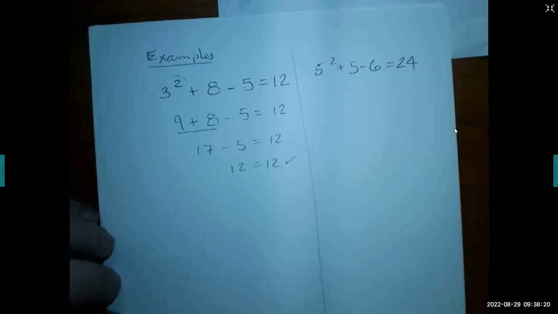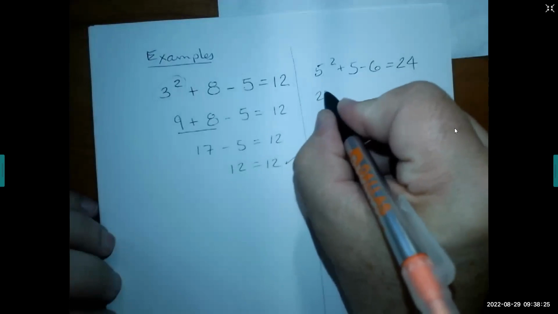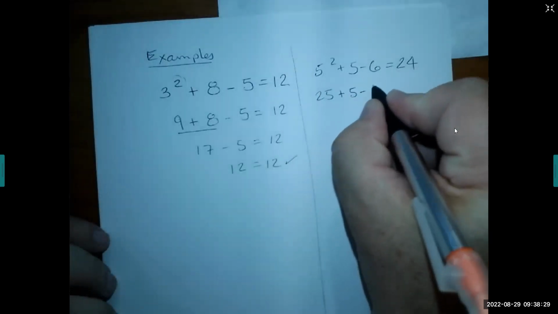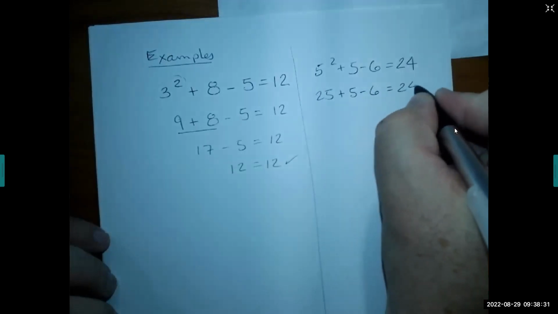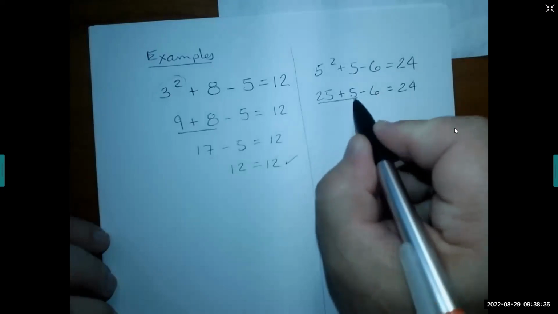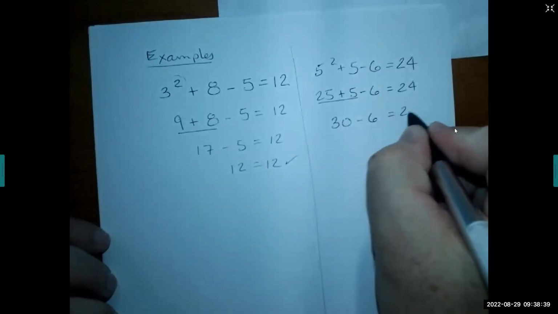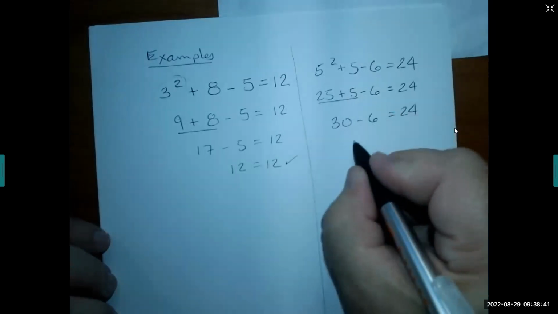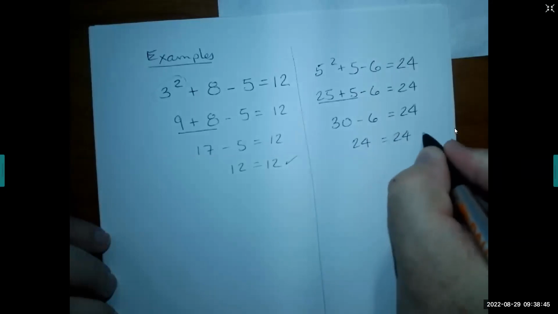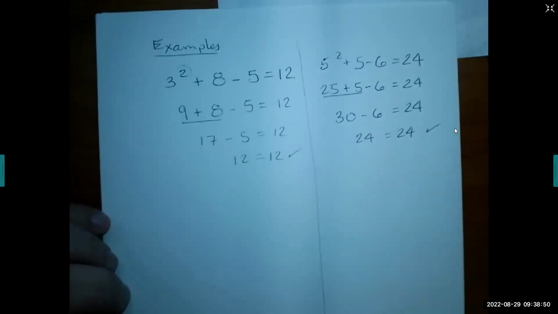Let's see. What do you do first? 5 squared? 5 times 5 is 25. No more special operations, multiplication. So 25 plus 5. 30 minus 6. Yes. You see where you messed up?